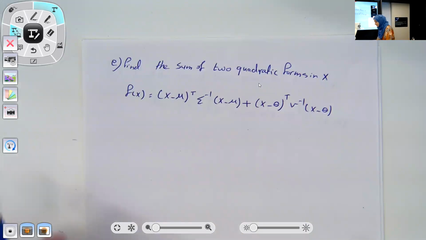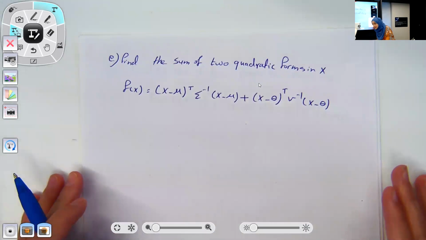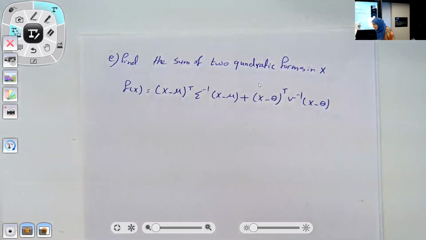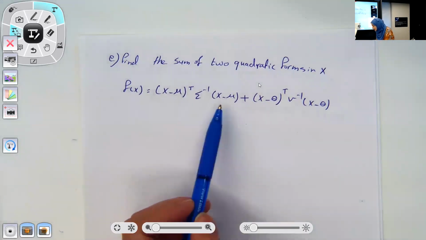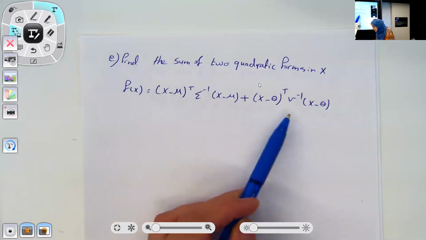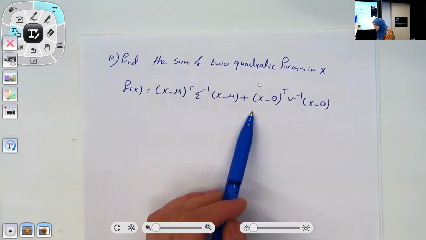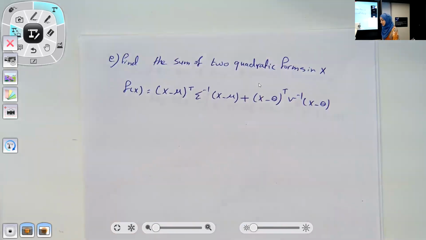No. Yeah, now let's continue. We need to use part A, which Sam proved with you. And now we need to prove that the sum of 2 quadratic forms in X. We have 2 quadratic forms. We need to find the sum of these quadratic forms. We need to expand the first part, and we need to expand the second part. Then we need to add it together.